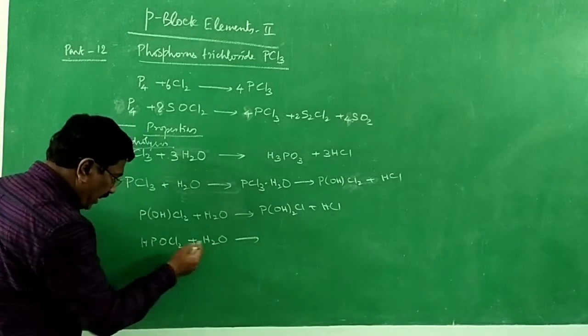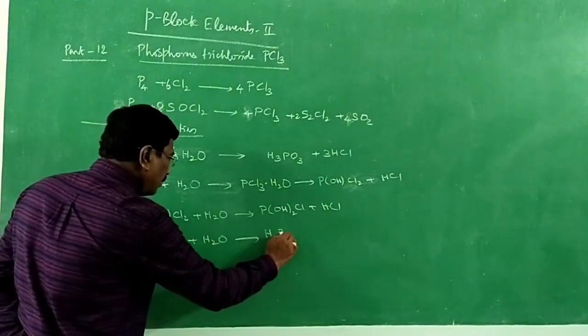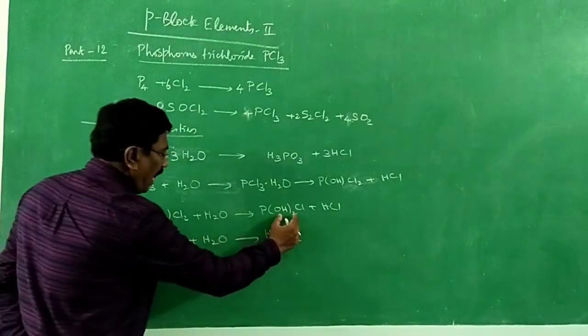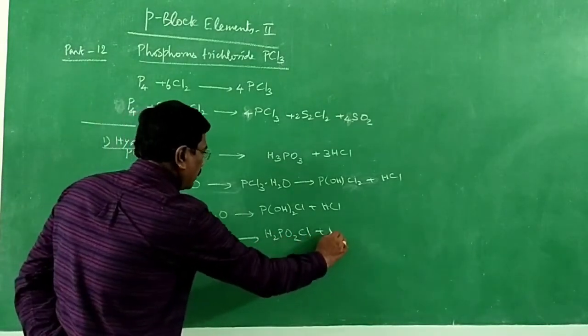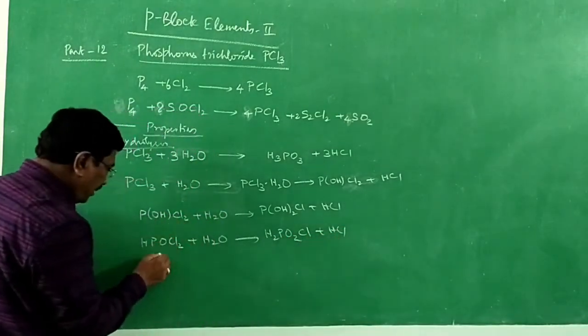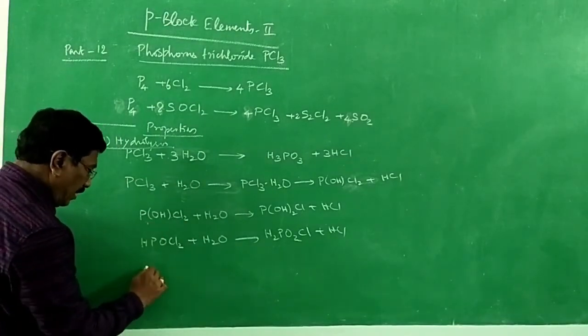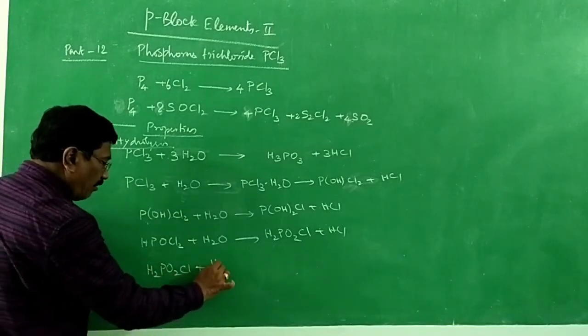One more hydroxide replaces chlorine. Therefore, I have to add one hydrogen, one oxygen: H2PO2Cl. Why? One more OH added. One chlorine gets reduced, plus HCl. So the same thing is written in a different pattern. Am I correct? And then with this H2PO2Cl, yet another water molecule is added.